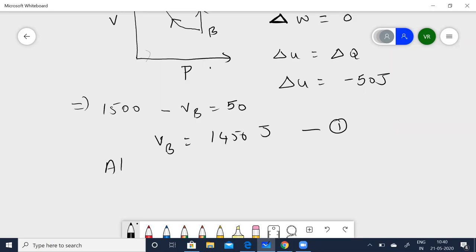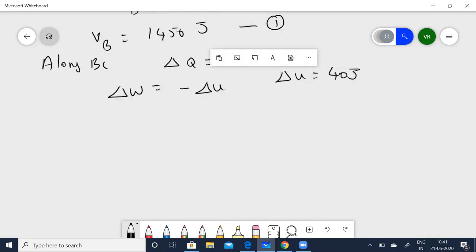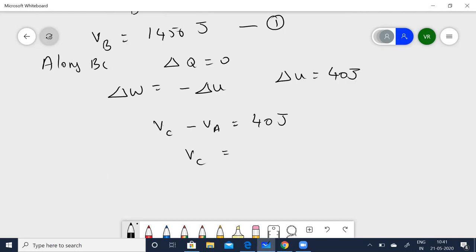Now along BC, delta Q is 0. All right, delta Q is 0. So delta W will be equal to minus of delta U, where delta U here is 40 joules. It's given as 40 joules here. So VC minus VB is going to be equal to 40 joules.